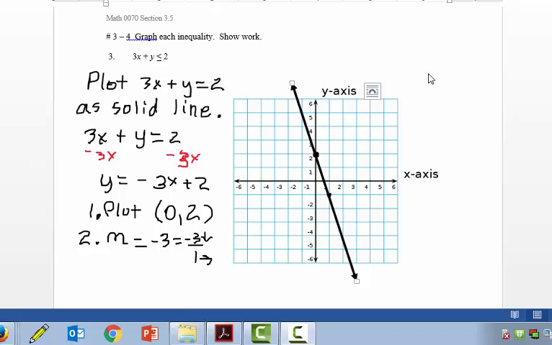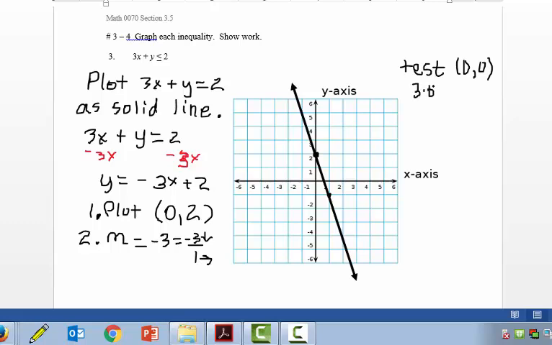And now I need to get a test point. I can test any point that doesn't lie on the line. I always test the origin because it's so easy to work with the origin. The only time I can't use the origin is if it lies on my line.